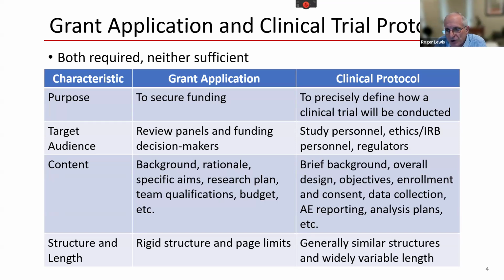Whereas in the clinical trial protocol, there's going to be very brief background information, some overall design objectives, but then there's going to be enrollment and consent procedures, data collection procedures, how adverse events are reported, analysis plans. The grant application, as I'm sure many of you know, has very rigid structure regarding the sections and the limits, whereas clinical protocols do generally have similar structures to each other, but the lengths can vary tremendously from a few tens of pages up to hundreds of pages.